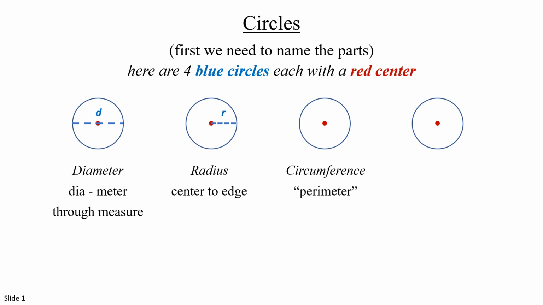Circumference is like the perimeter or the fence line. It goes all the way around. And the area of a circle is the grass in the yard. So those are the words we need to understand.